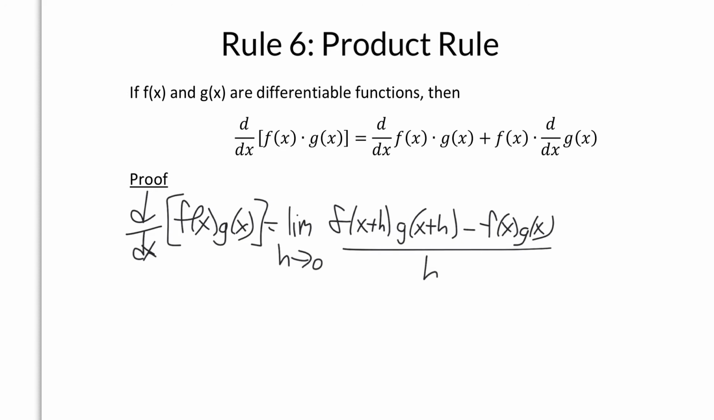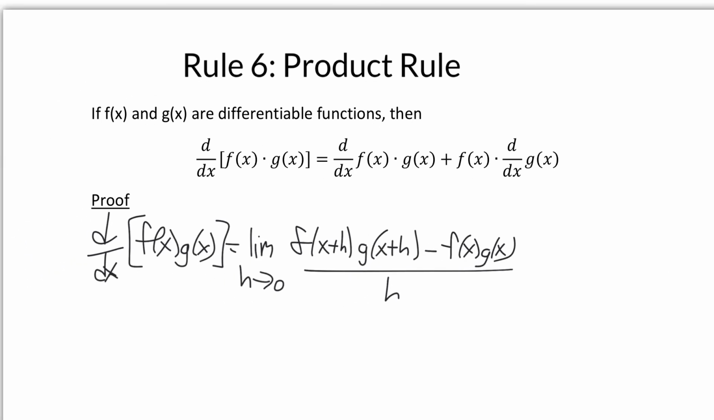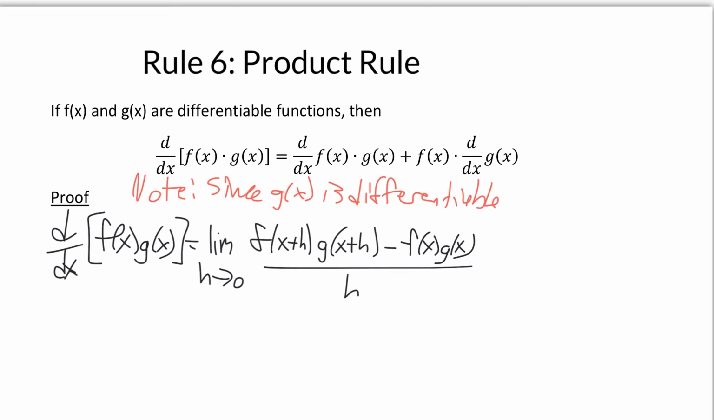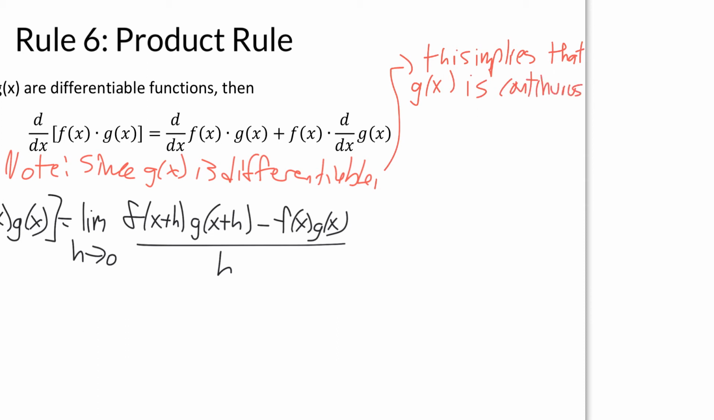Now, we're going to need a slight technicality as we go through this proof, so I'm going to just mention something here before we get too far in. We're going to have a little note, and this is part of the proof. Note, since g(x) is differentiable, this implies that g(x) is continuous. Remember, if something is differentiable, then it's automatically continuous.